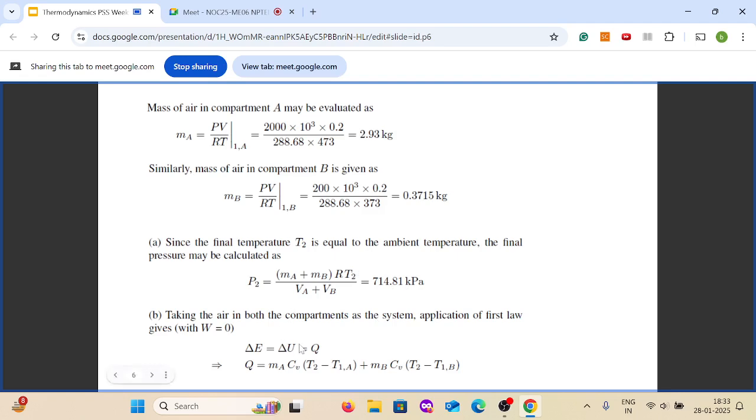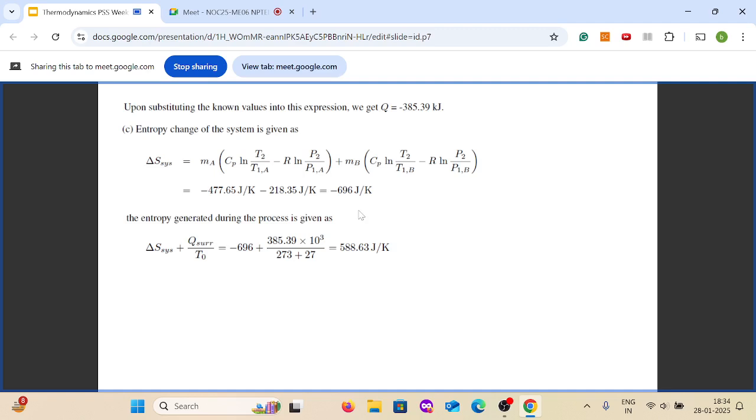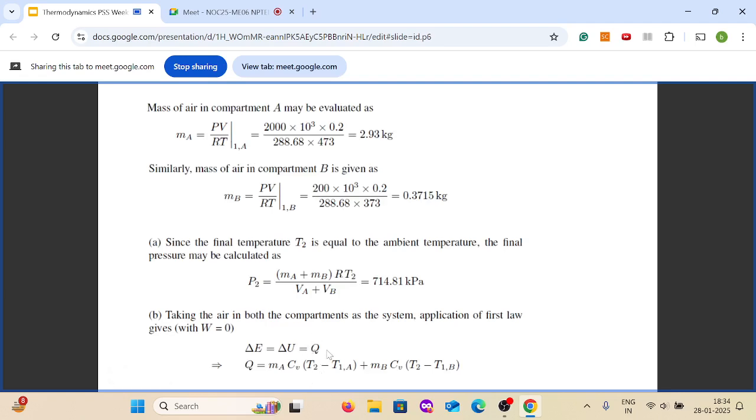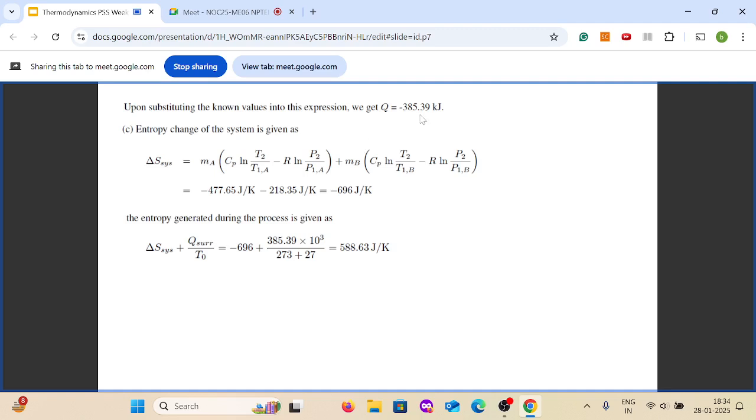Now we need to find out how much heat transfer is happening with the surroundings, so that we can do an energy balance. There is no work transfer between the system and the surroundings, but there is heat transfer. Applying the first law gives Q minus W is delta U, or delta E, the change in energy. So Q is your change in internal energy. You know the initial temperature and the final temperature of the individual compartment masses. That gives m Cv delta T for compartment A and m Cv delta T for compartment B. When we substitute the temperatures and the Cv values of air, and we know the masses, we get Q as minus 385.39 kilojoule. That is the heat interaction happening with the surroundings.